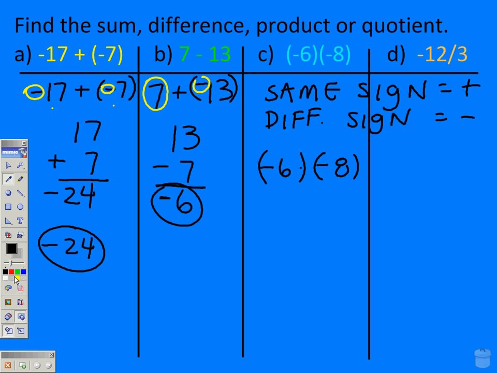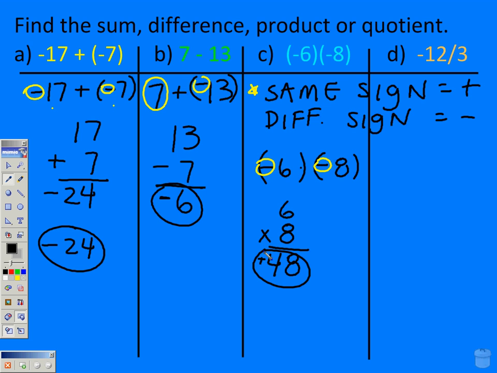highlighting the signs. They're both negative. So we know that up here that's going to be same sign. So we know our answer is going to be positive. So we simply multiply. 6 times 8 is 48. And they have the same sign, so they're positive. Positive 48 is our answer.